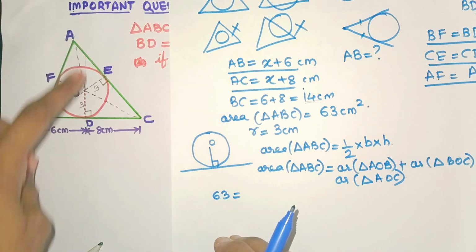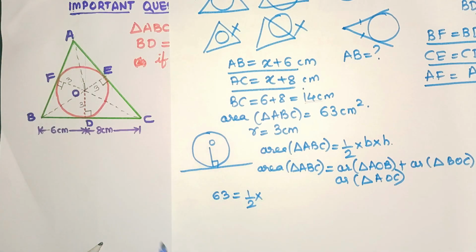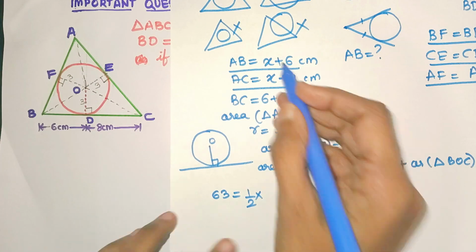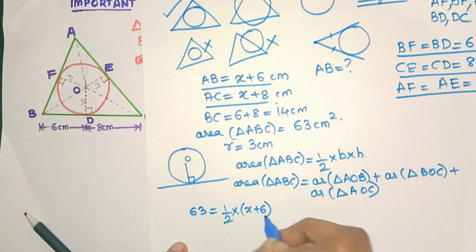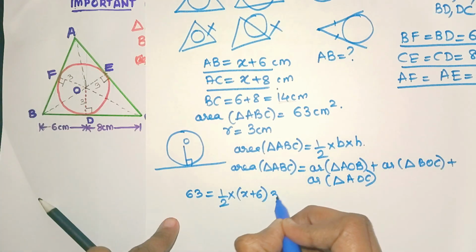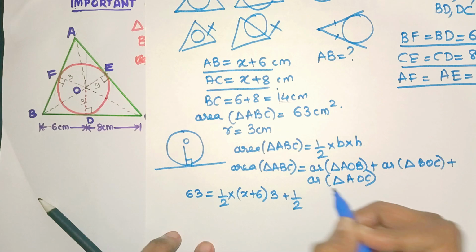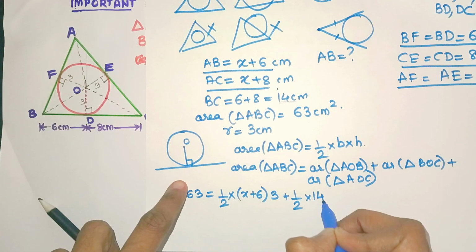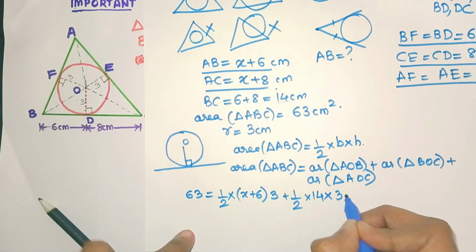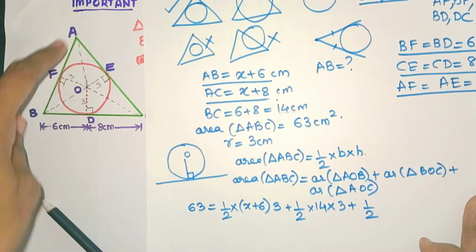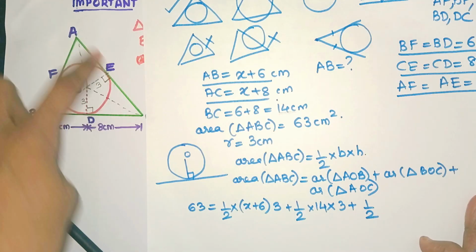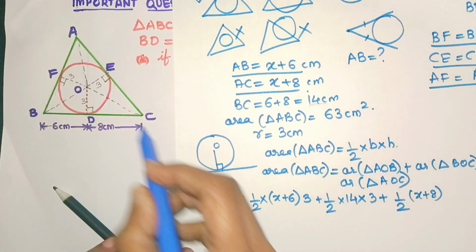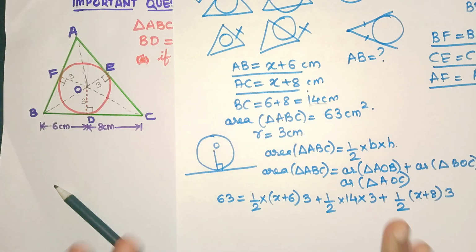Now what is area of triangle AOB? It is half into base. Now look at this triangle AOB, the base is AB. So what is AB over here? Yes, x plus 6 into the height. What is the height? 3. In fact, for all the triangles, the height will be the same friends. Now for BOC, what is the base? Yes, 14. And what is the height? Yes, 3 plus half into triangle AOC. Look at this friends, here the base will be AC. And what is AC? X plus 8 into the height, which is 3. Till here I hope you got it.